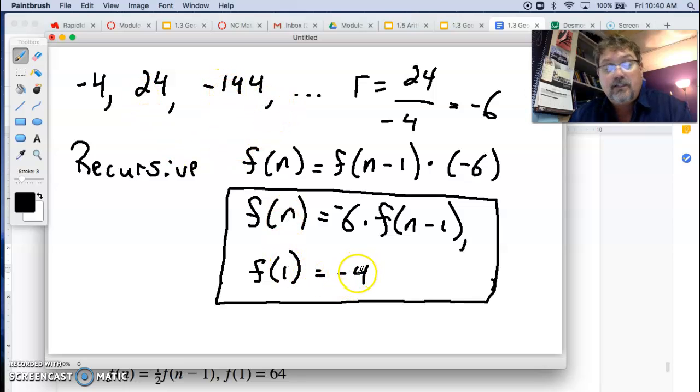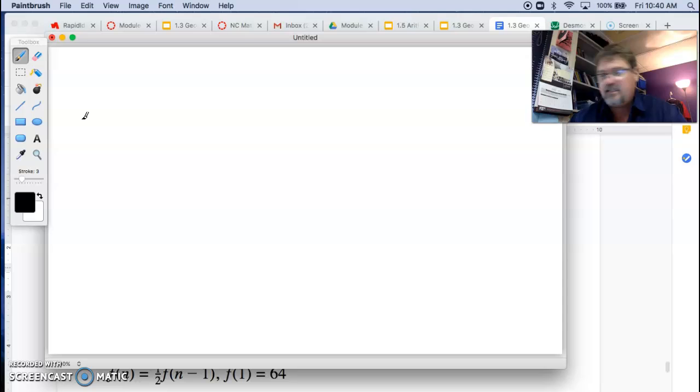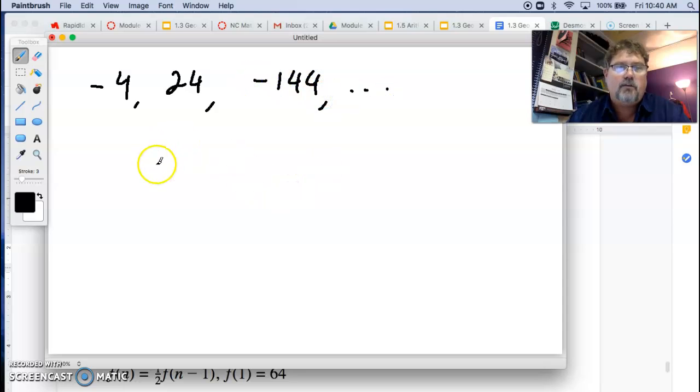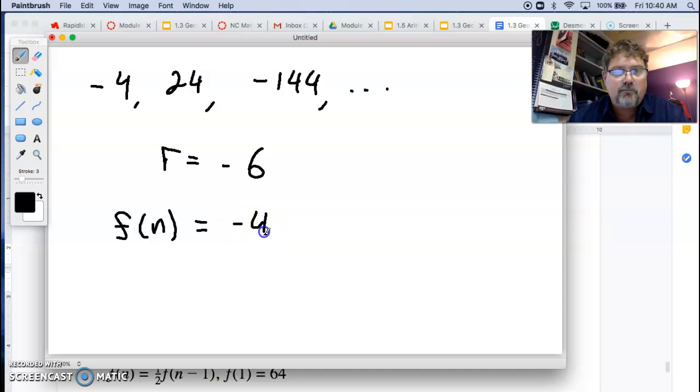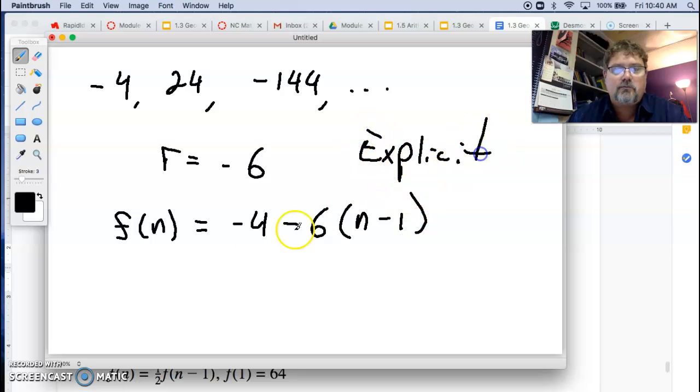Again, not very useful. Somebody says, what's the 50th term? I'm sorry, you're going to have to find them iteratively, and that's going to take a lot of time. Or you just write the explicit form for the same sequence. And this is just an example of what the explicit form would be. We already know that r was -6. So we would write f of n is the first term, -4, plus -6 times n minus 1. Now this is explicit, right?